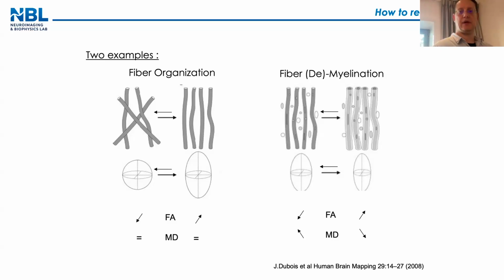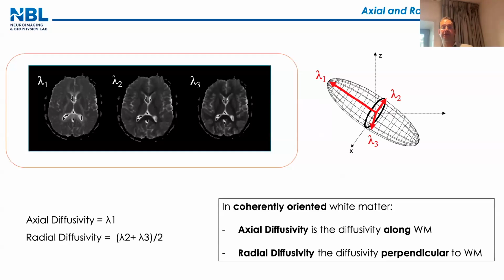specific. Okay. Now we have other maps, and for example, we have this map here. For example, lambda 1, 2, and 3. As I said, they are coming from the tensor. You have the three eigenvalues, and you can just get a map of each of them.